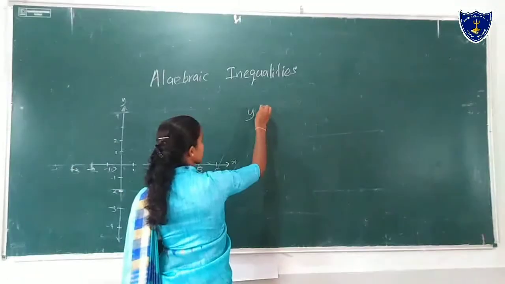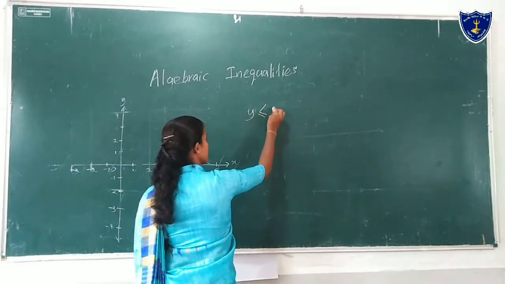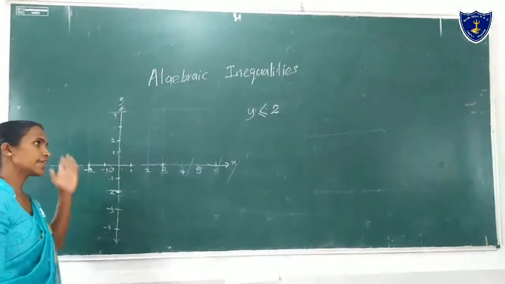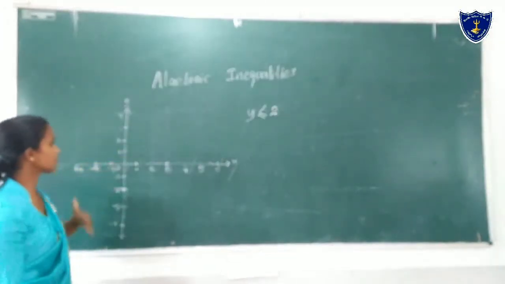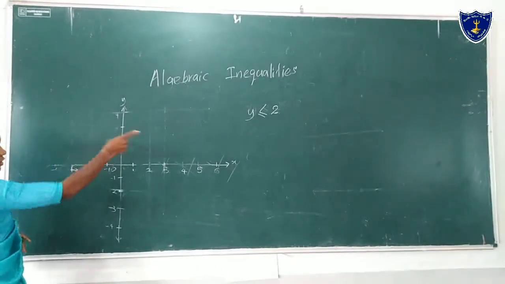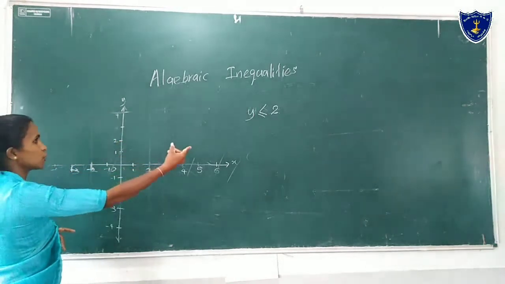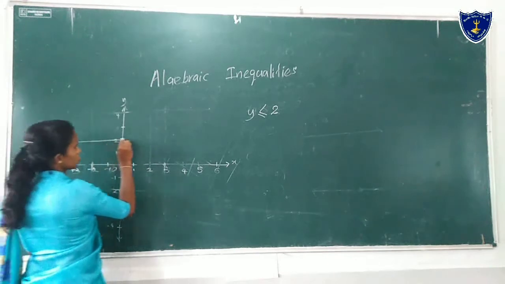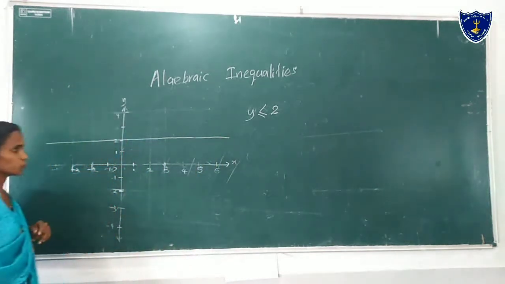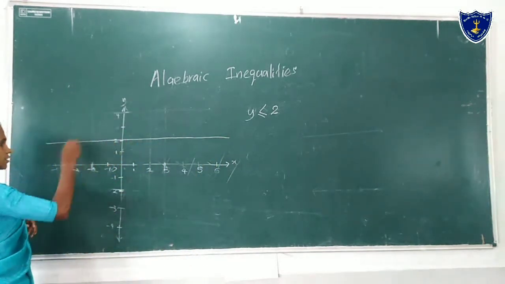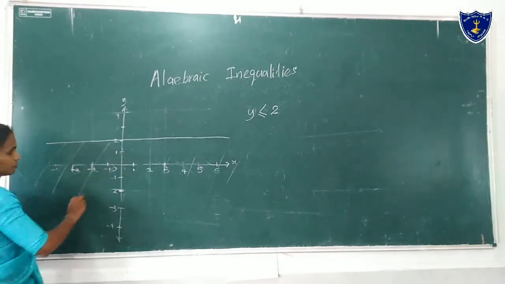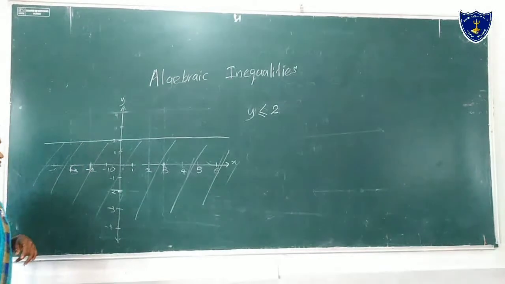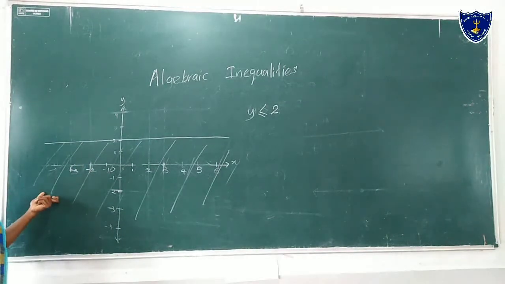Y less than or equal to positive 2. What is the line y equals 2? It is a line which is parallel to the x-axis. So y equals positive 2, so you have to draw a straight line, not a dotted line. Positive 2. Then less than. Y less than positive 2.